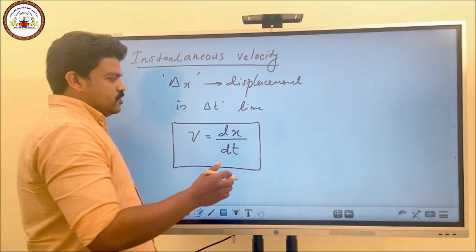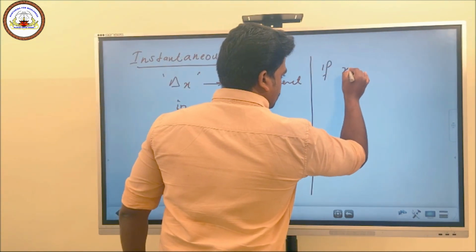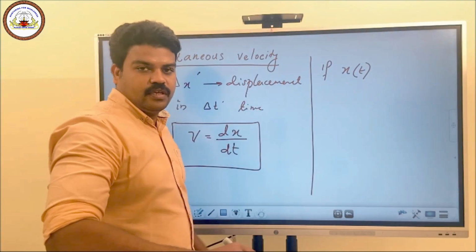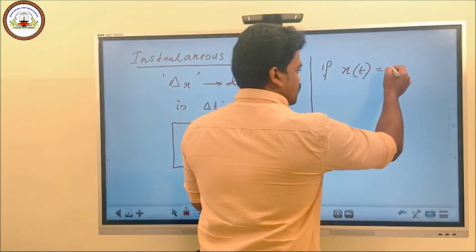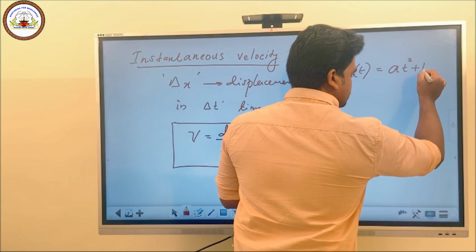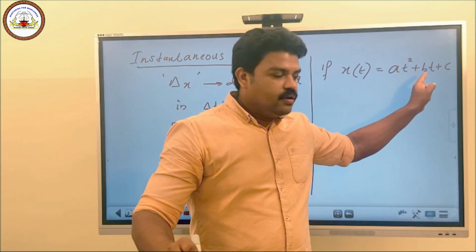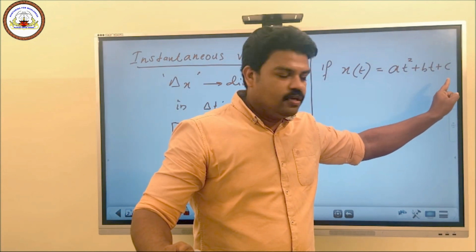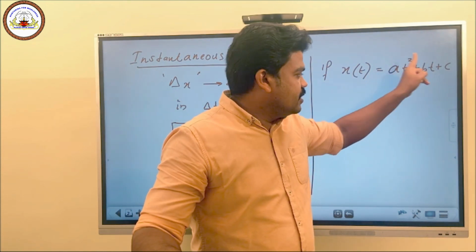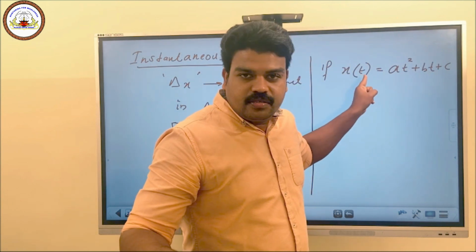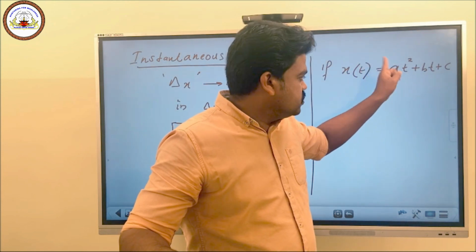First derivative of displacement means, if x is a function of time, like x is equal to at square plus bt plus c, where a, b and c are constants. If we put a value of t is equal to 1, then instead of t we can use 1, and we get one answer. If t changes, position also changes. Instantaneous means it depends upon the change with respect to time.